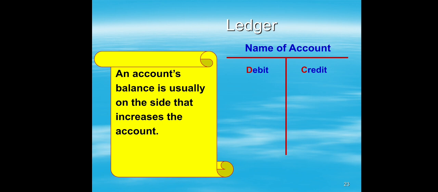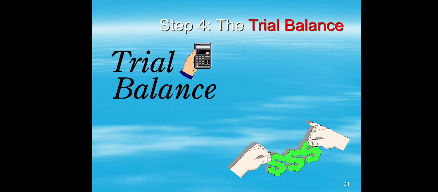After you have transferred all the journal entries into the ledger, you have to close the T accounts, and you have to calculate balances for all accounts in the ledger. You close the accounts and you calculate balances for all accounts in the ledger. Okay, after you have calculated all the balances, you have to do step number 4 in the accounting cycle, which is to prepare a trial balance for the business.